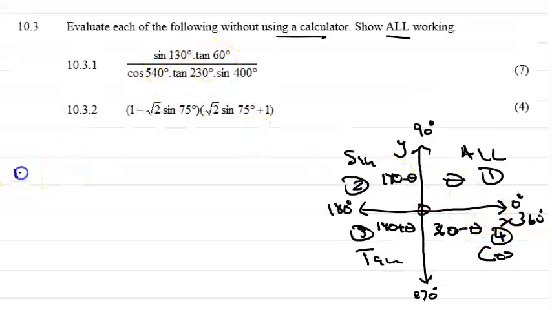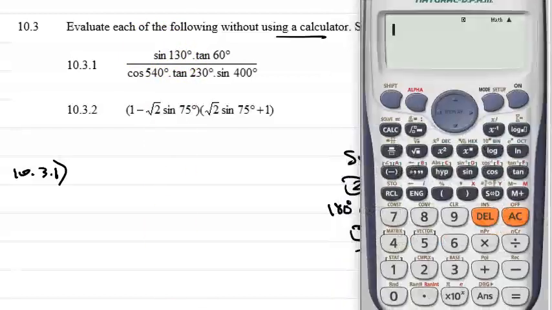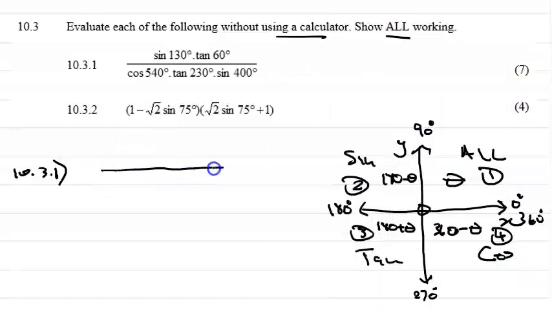So for 10.3.1, sine of 130, which quadrant will it fall in? It will fall into the second quadrant because it's between 90 and 180. So therefore, if we were to reduce 130, it would be 180 minus 50, which will give us 130 degrees. So therefore, we have to say sine of 180 degrees minus 50 degrees will give us sine of 130.